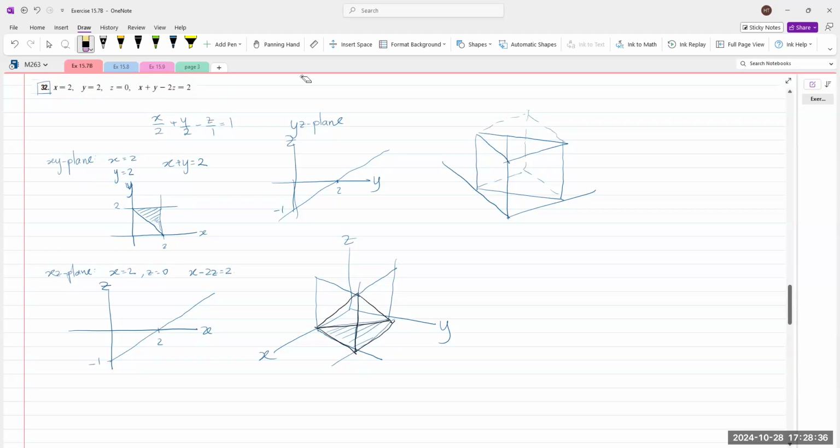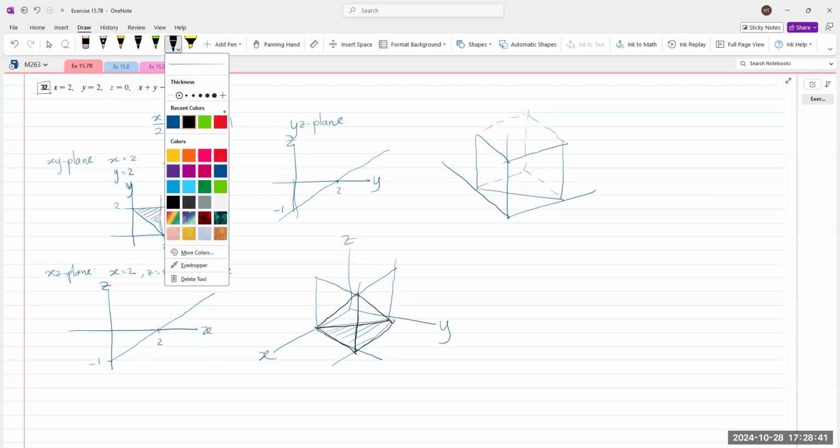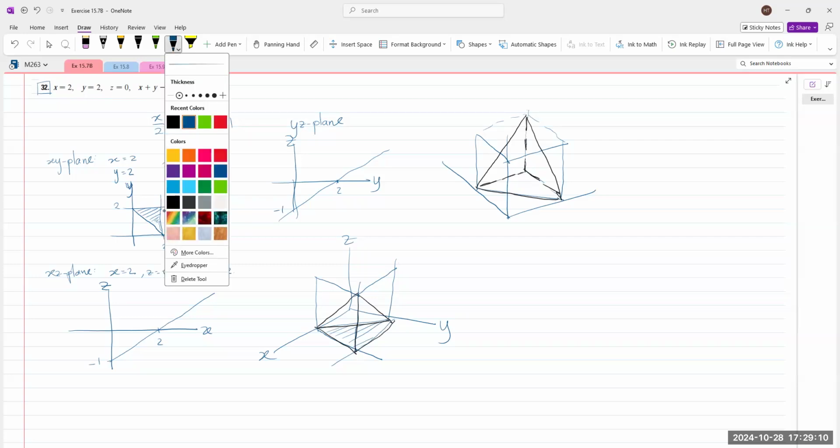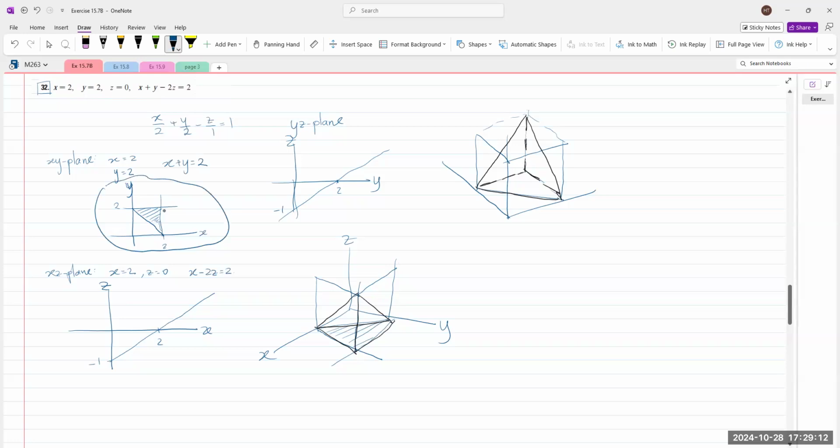I don't need this line here. I actually get this one. That's what it looks like. That's what the solid looks like. Okay, at least we know what the projection on the ground looks like. It looks like this, right? That one is not too hard.